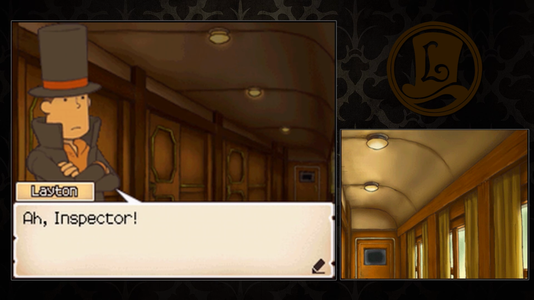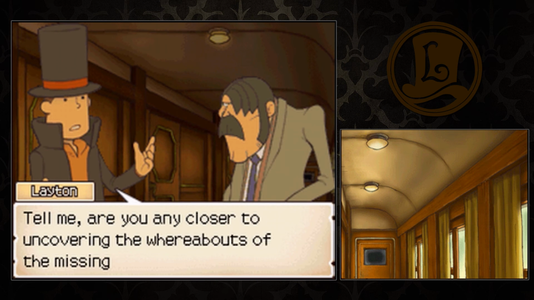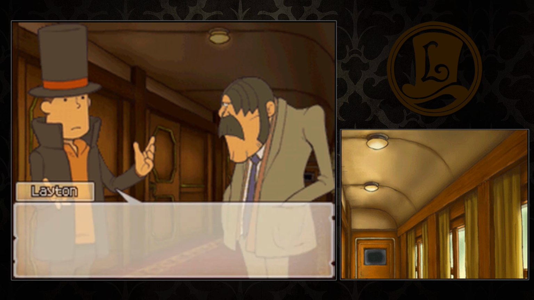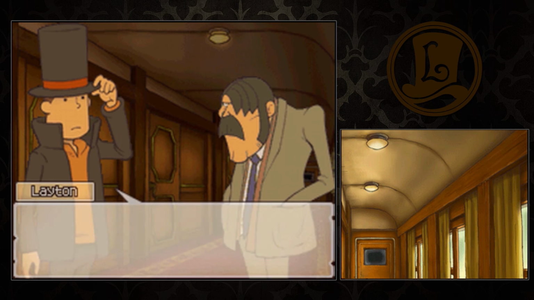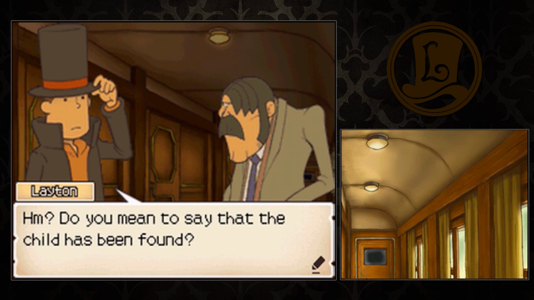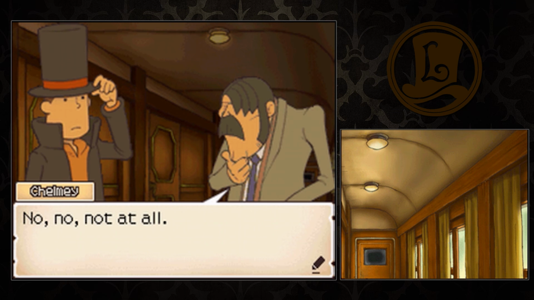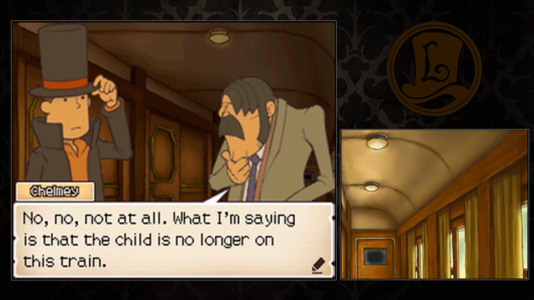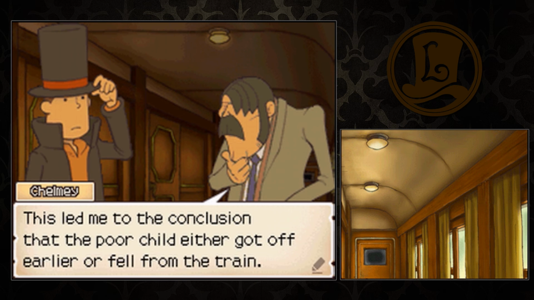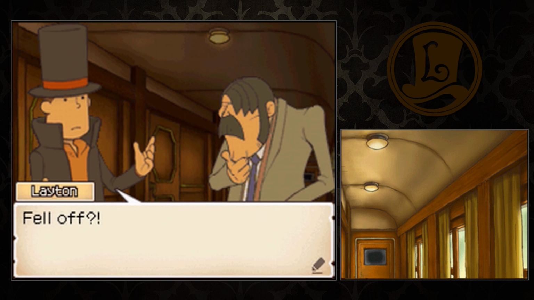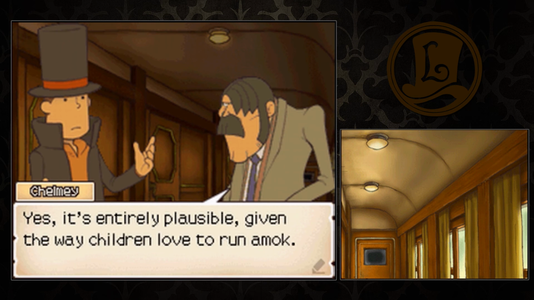The room? Inspector! Tell me, are you any closer to uncovering the whereabouts of the missing child? So you two are still flipping over furniture to find that tyke, hmm? Do you mean to say that the child has been found? No, not at all. What I'm saying is that the child is no longer on this train. I've asked everyone aboard, but no one gave me an answer that suggested they'd seen the lad. This led me to the conclusion that the poor child either got off earlier or fell from the train. Fell off?